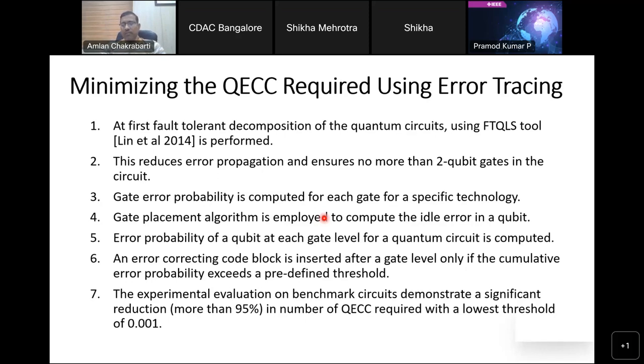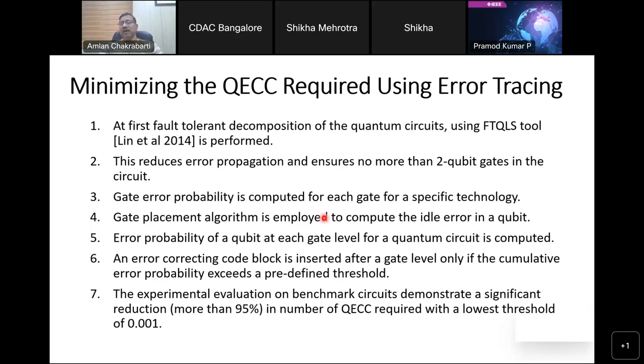This is work again from my junior at Princeton, Chia Chun Lin, in 2014. In his thesis, he proposed a very beautiful quantum error correction algorithm, right? And as I said, it was technology specific. So the thought process was that we will use the technology as an input. The other thought process was about where you do this error correction.